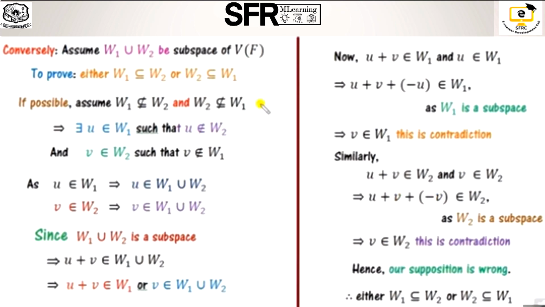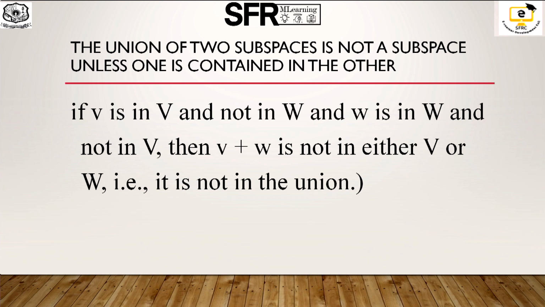Next slide. The union of two subspaces need not be a subspace unless one is contained in the other. If v is in V and not in W, that is, v belongs to V, v does not belong to W, and w is in W, but w does not belong to V. Therefore, we are not able to prove either v plus w is in V or v plus w is in W. Therefore, the union of two subspaces need not be a subspace.